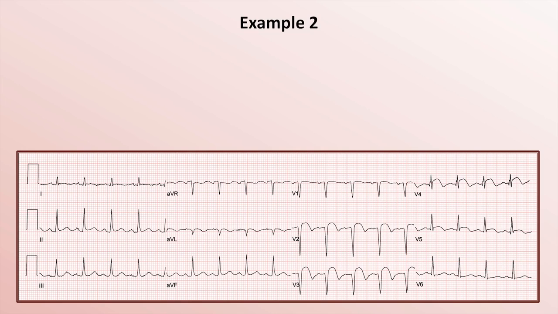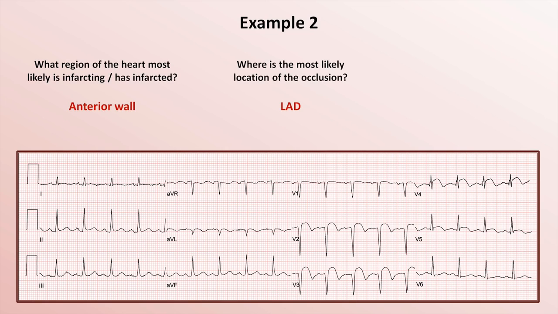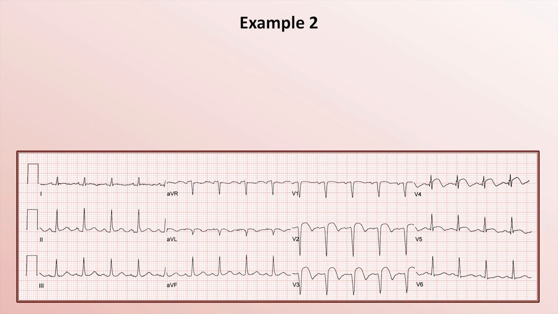ST elevations are seen in V2 through V5, so the region of the heart that appears to have infarcted is the anterior wall. This is supplied by the LAD, and although many trainees initially assume that ST elevations suggest the MI is very acute, you can see there are also pathologic Q waves here that have developed in V2 and V3. Since Q waves take hours to days to develop, this infarct must be that old, and during this window of time, ST elevations and Q waves can coexist. So in summary, this EKG shows a subacute anterior MI.